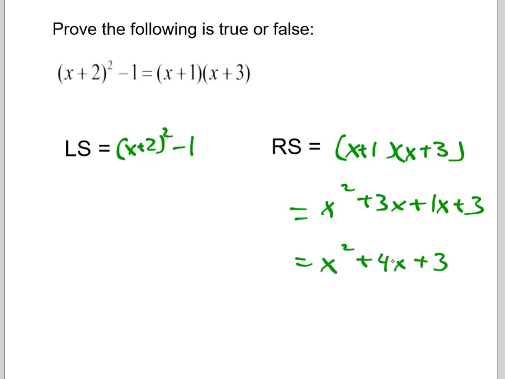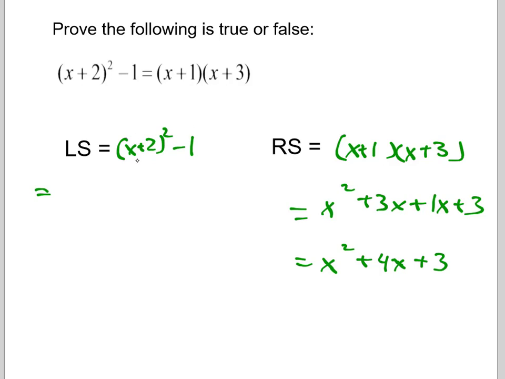Now, I don't have to get to this stage. I could have worked on the other side and tried to turn it into these two factored binomials. It's kind of an open solution. All you have to do is make sure that your last lines are exactly the same, and you've proven that the identity or the proof is true.